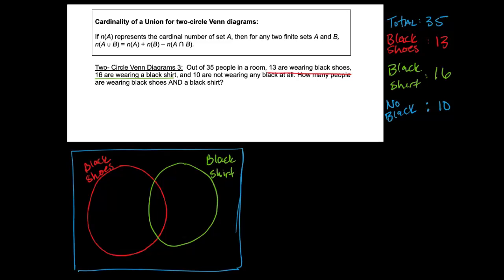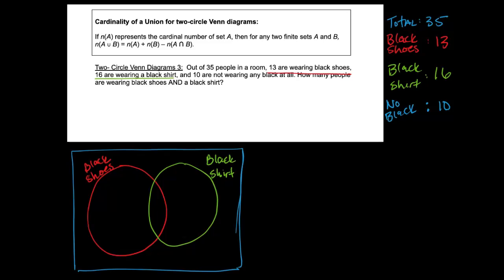Black shoes, that's the entire red circle, needs to be 13. The hard thing is though, is we don't know where that 13 should go. Should it go here? Should it go in the middle? Should it be broken up a little bit in each section? We don't know. Same with black shirt. So 16 is the total for this entire circle, but we don't know how much is in the center versus how much is over here.